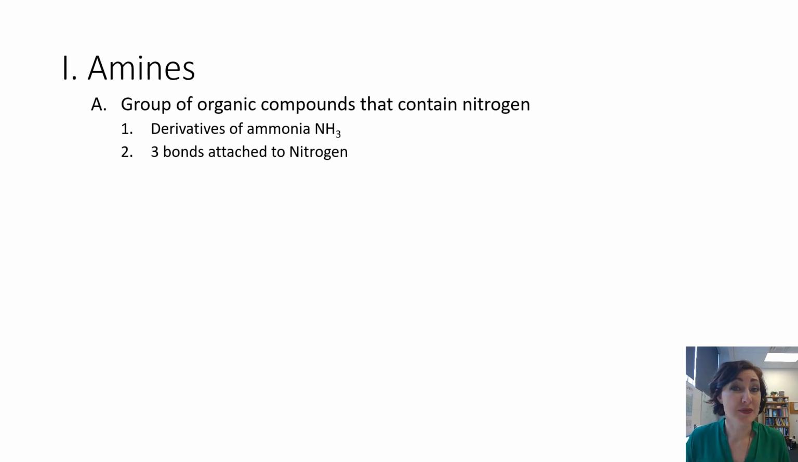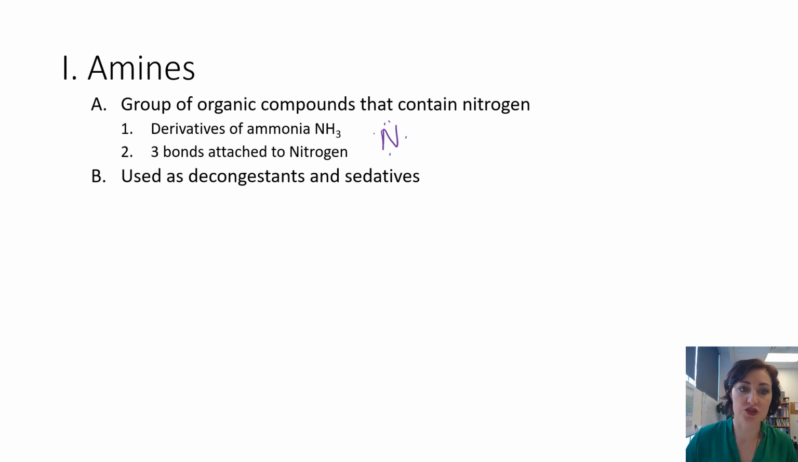So they are considered to be derivatives of ammonia, which is NH3, and due to the number of valence electrons on ammonia, which is 5, nitrogen can make 3 different bonds. So we expect an amine to have 3 different bonds attached to that nitrogen.